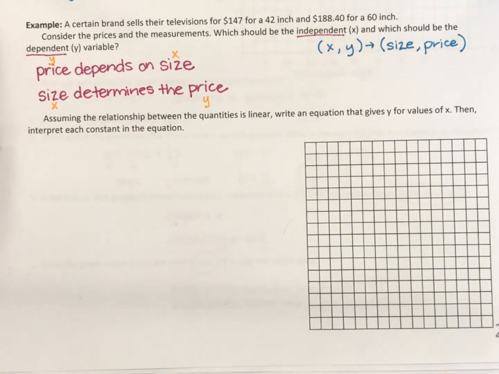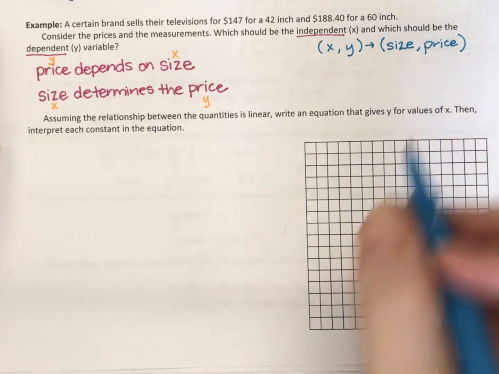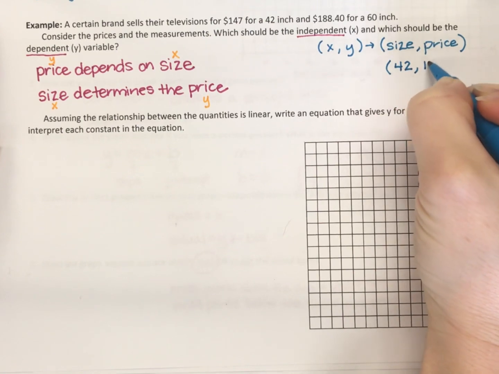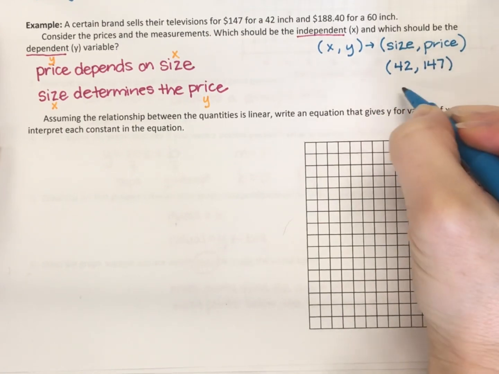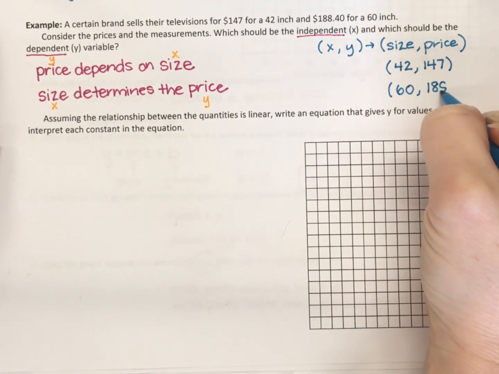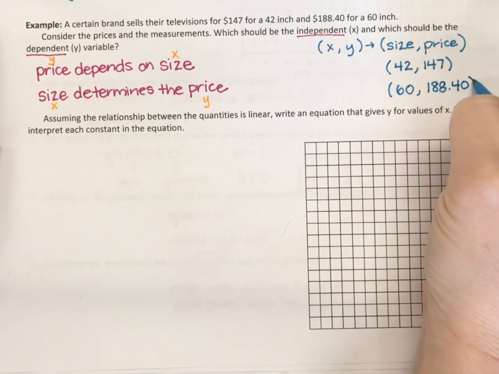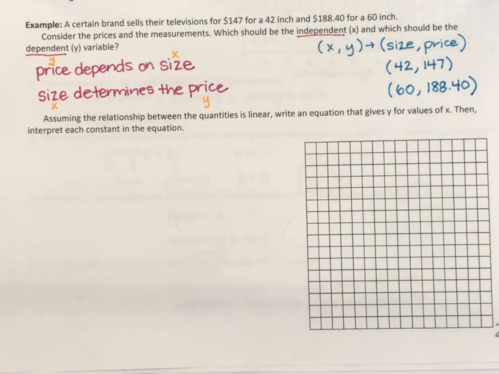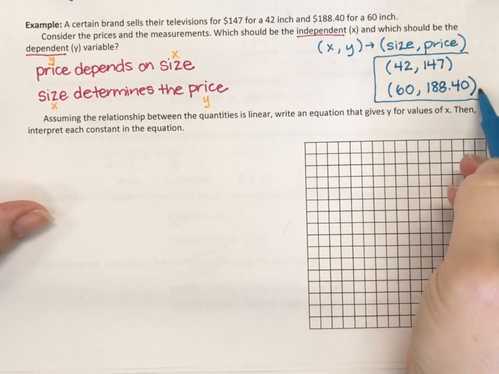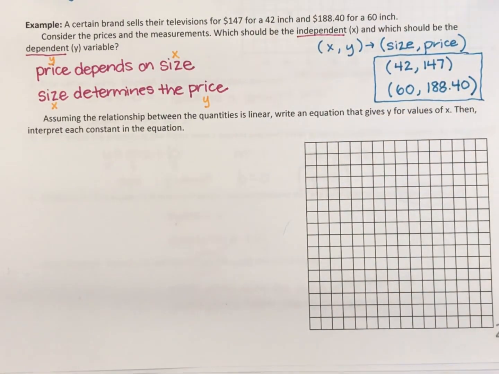And so they've already given me two ordered pairs. I've got a size of 42 for $147 and a size of 60 for $188.40. So watch for that in your problems and see if they're actually trying to give you any ordered pairs. We'll definitely be able to use that. Might help to set up this graph just so we can get a visual look at what's going on here too.